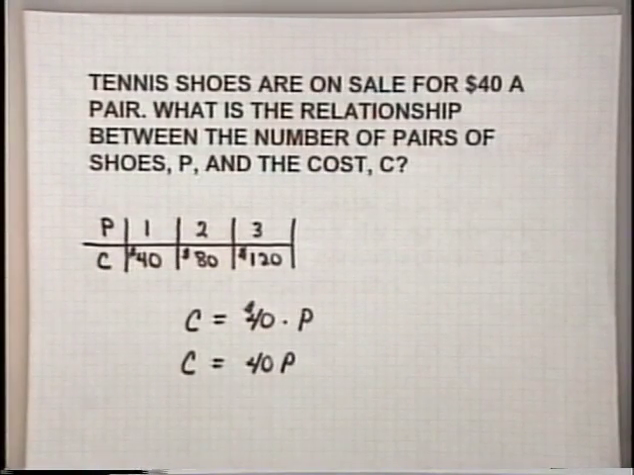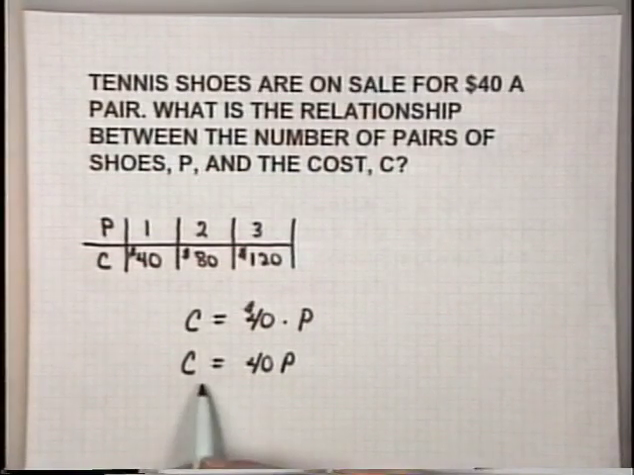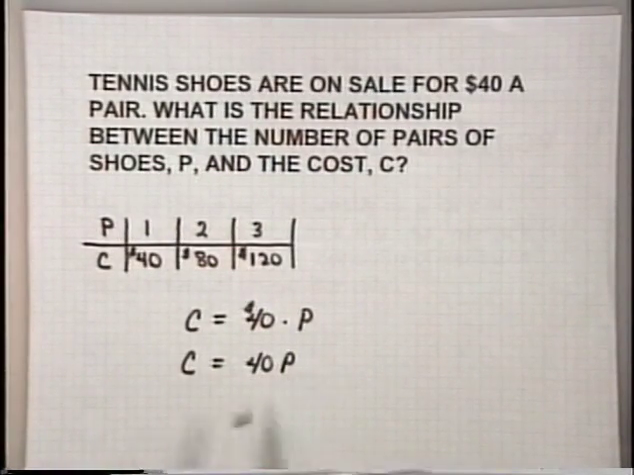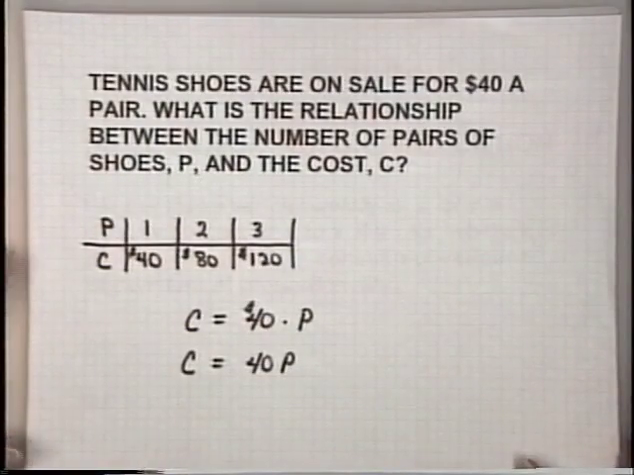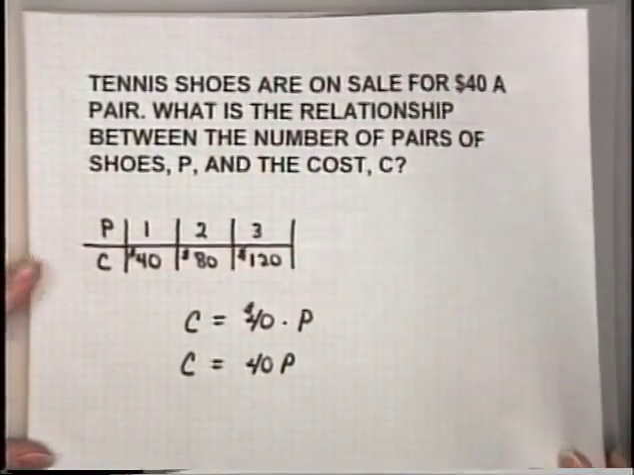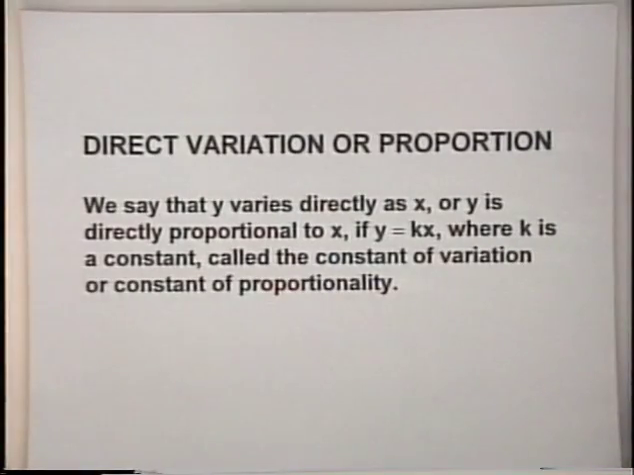When we have a situation similar to this, we call this a direct variation. The cost is directly proportional to the number of pairs of shoes that we purchase. And you'll find in this definition that we can use the words directly proportional to as well as varies directly. A direct variation or proportion then.